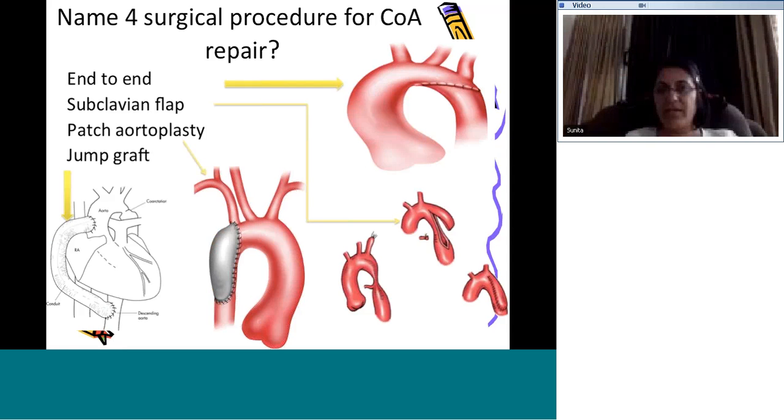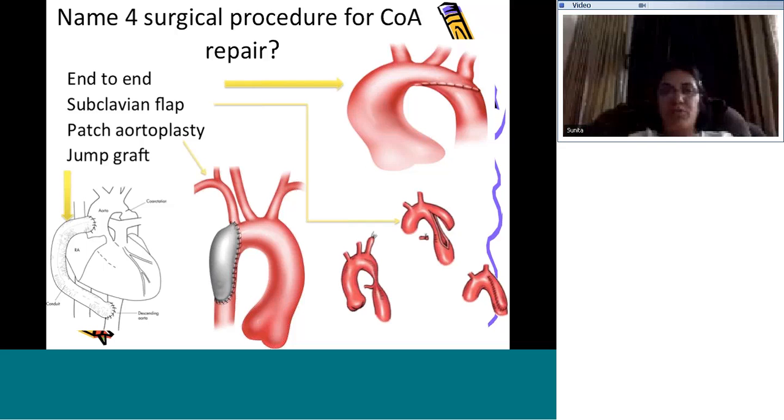This one down here on the right is your subclavian flap, where basically you take the subclavian artery and turn it down and use the subclavian artery to patch on your coarct. This one in the middle, patch aortoplasty, not used much, but basically you use a patch to open up the aorta.